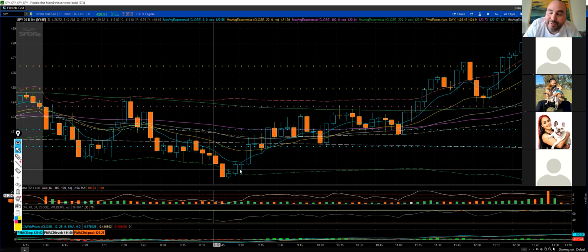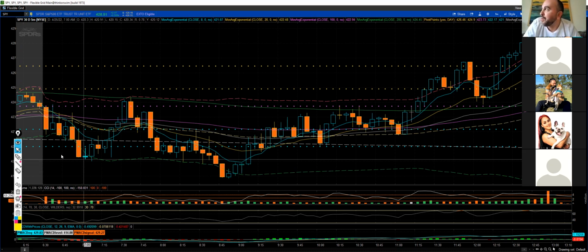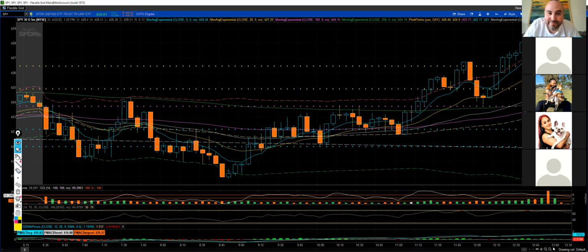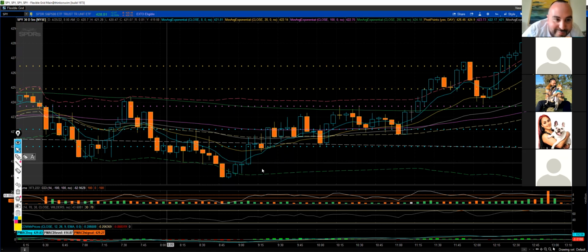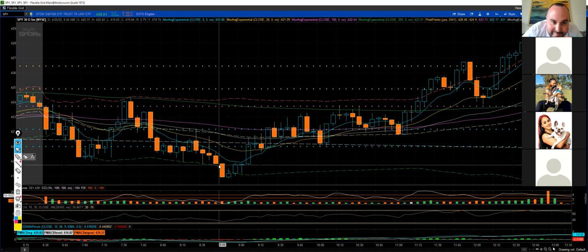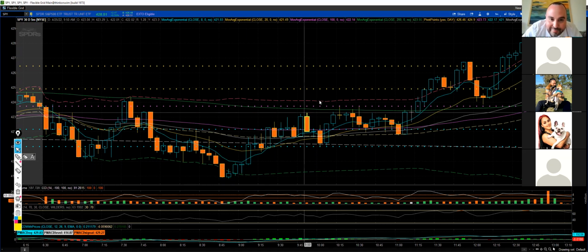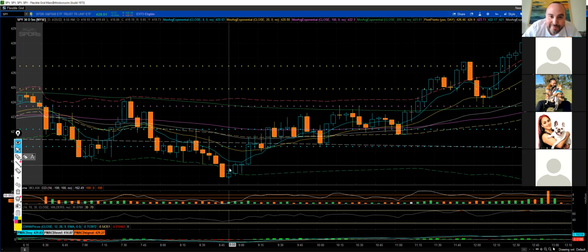I would rather want it to get in right here. At this point right here, this would be a demand zone. It broke through all of that here. It grabbed more money and it's going back up. So this is where I would want to enter at this moment.